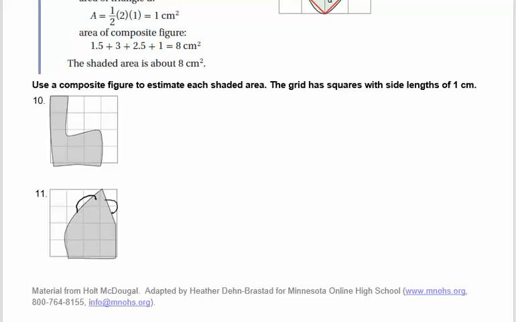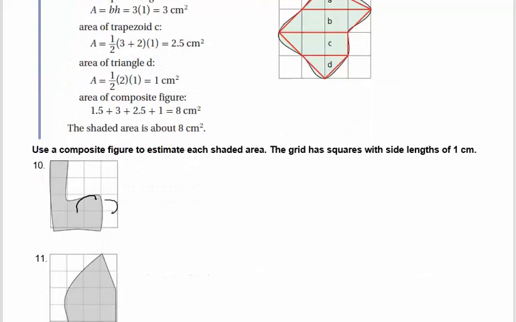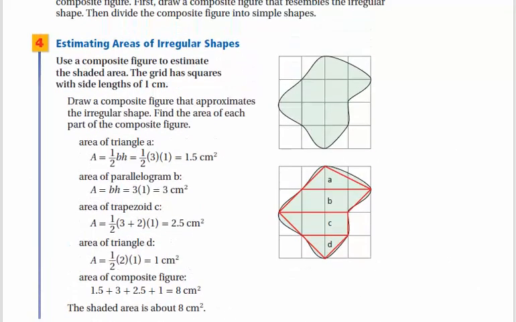So you can either count and estimate, or you can do this more complicated method of actually dividing it into polygons and then using the formulas to find the areas of those polygons and then add them together.